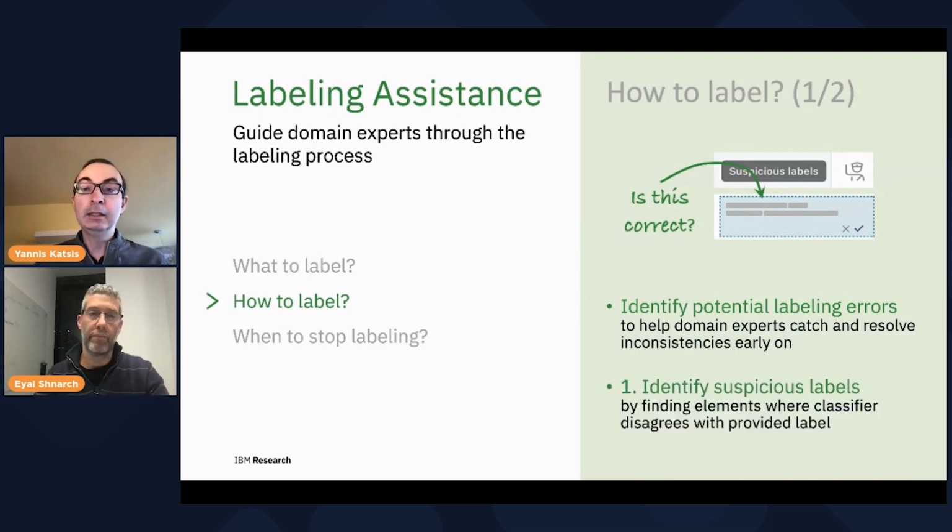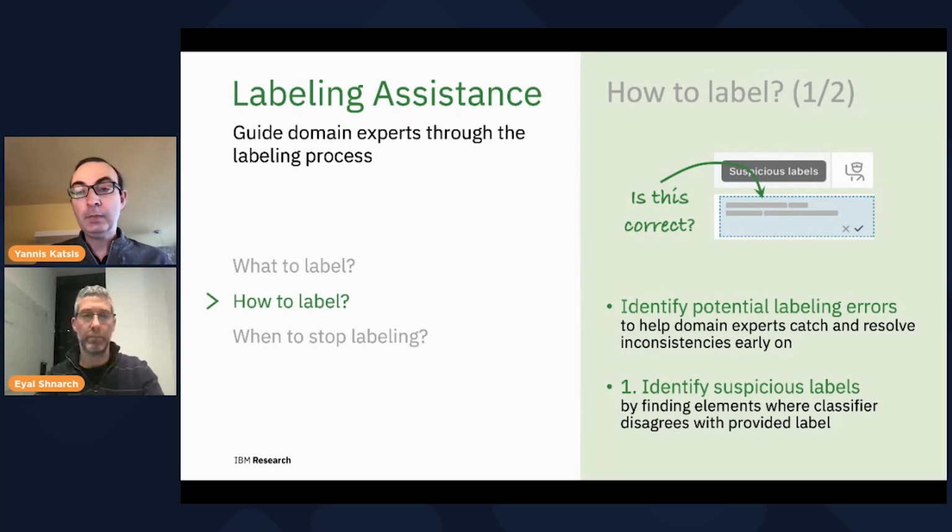The first one is the identification of suspicious labels. To do that, it takes the predictions of the currently trained classifier and compares them to the labels that the user has provided. And it finds elements where the classifier disagrees with the human-provided label. And these are intuitively elements that are suspicious. It means that this could potentially be labeled wrong by the user. Please note that there is much more to it, but for the purposes of this talk, this should convey the intuition.